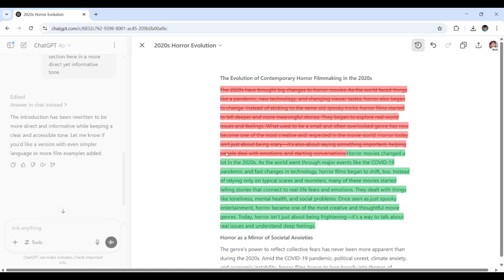Horror today, sorry about that, isn't just about being scary. It's also about saying something important, helping people deal with emotions, and starting conversations. Now, I will read the ones with the green highlighted one.